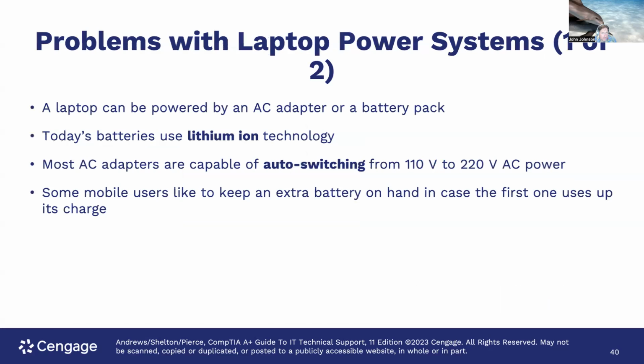So with laptop systems, a laptop can be powered by an AC adapter or a battery pack. Today, it's mostly lithium-ion technology that's involved there. Most AC adapters are capable of auto switching from 110 to 220 volts. So if you ever travel to Japan, let's say, you're not going to have any trouble. Some mobile users like to keep an extra battery on hand in case the first one uses up its charge. I don't know anybody that does that really. I just know people that keep their battery pack around, should things go awry.